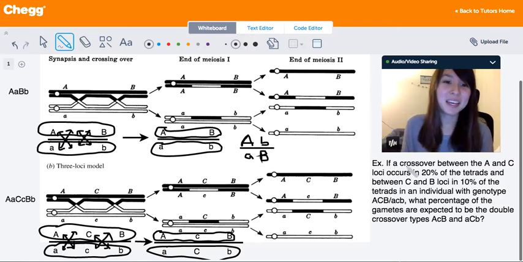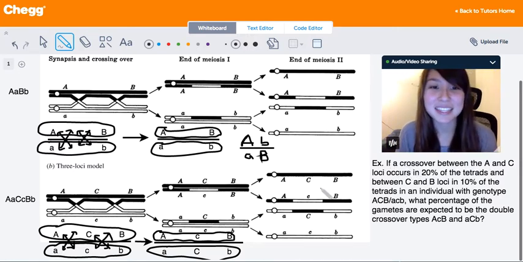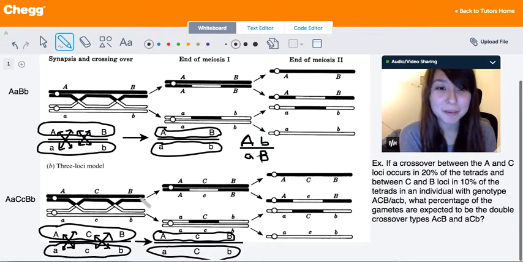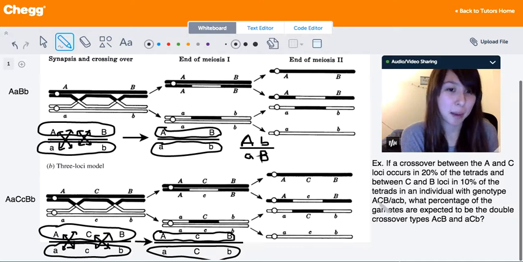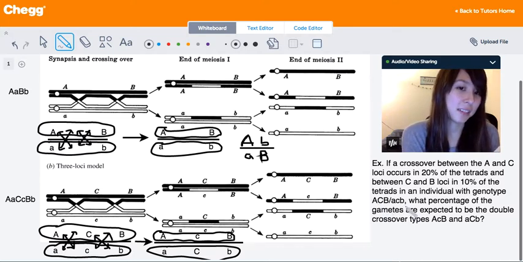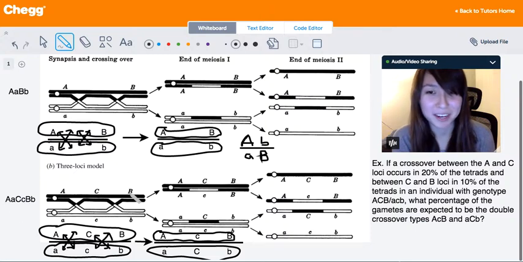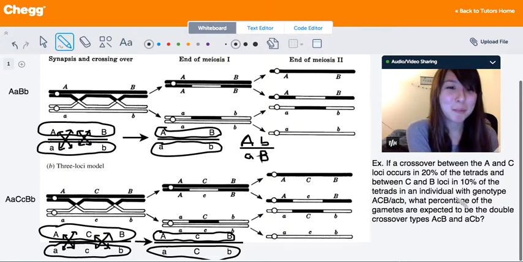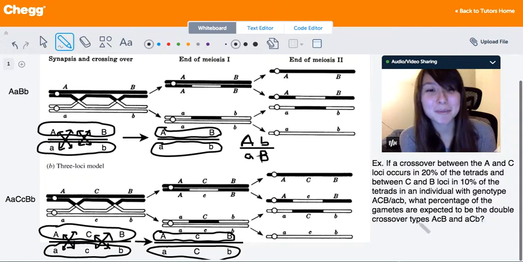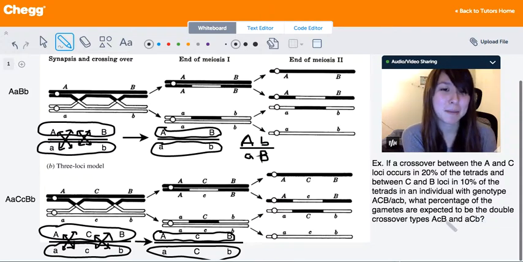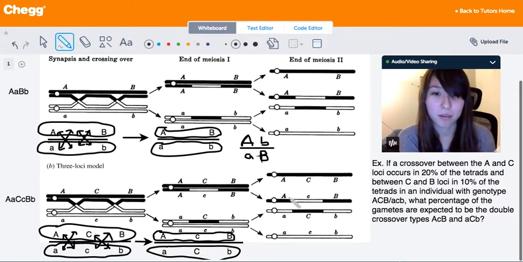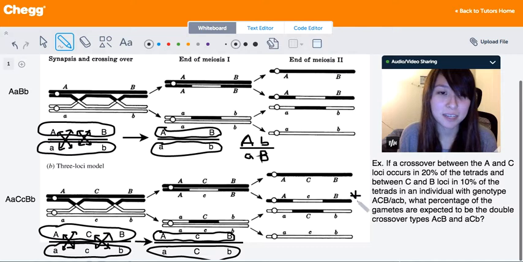For example, if a crossover between the A and C loci occurs in 20% of the tetrads, and between the C and B loci in 10% of the tetrads, in an individual with the genotype capital A, C, B and lowercase a, c, b, which is what I wrote over here, what percentage of the gametes are expected to be the double crossover types, big A, little c, big B, and little a, big C, little b, which is what we see right over here? Draw a little star next to it.